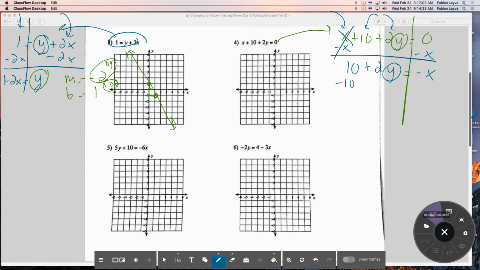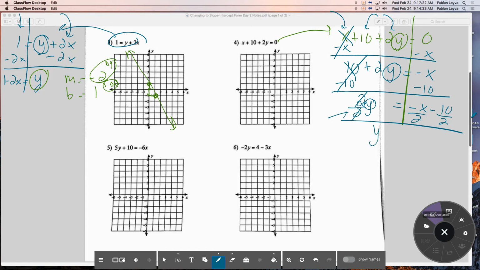Remember, get rid of what you're adding and subtracting first. So here I go, minusing the 10. I'm left with 2y is equal to a negative x minus 10. Almost done. All I got to do now is divide by 2. Now remember that when solving for y, if you have a coefficient, that coefficient is multiplying. So the opposite would be to divide.